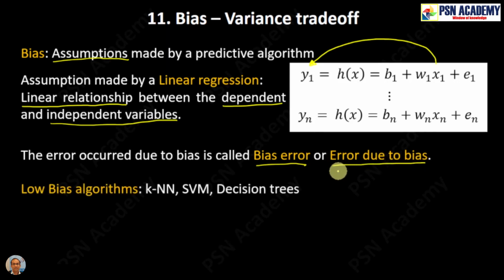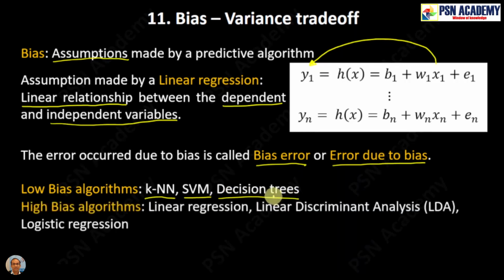Some of the low bias algorithms are k nearest neighbor, support vector machines, and decision trees. Now, this list is not limited to 3. You also have high bias algorithms, for example, linear regression, LDA, that is linear discriminant analysis, and logistic regression.